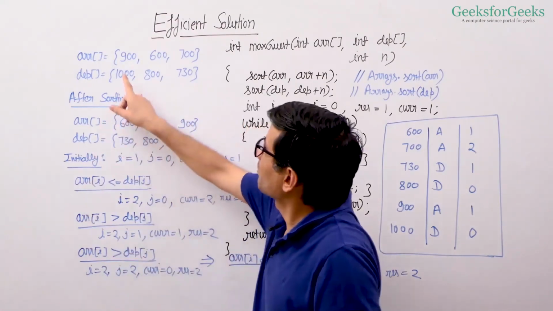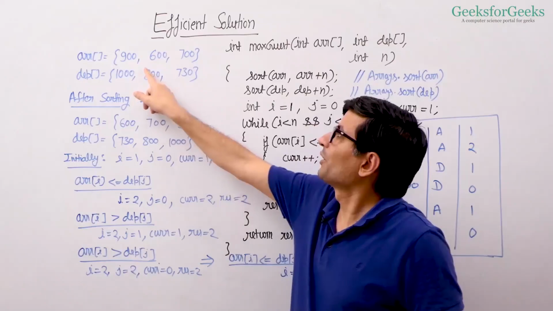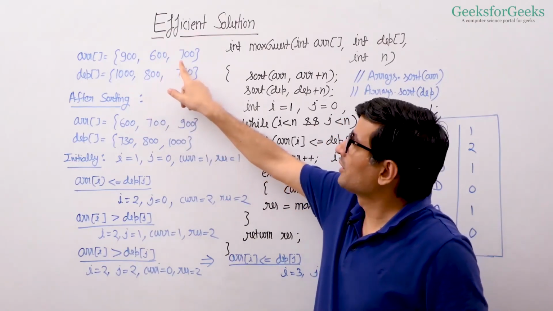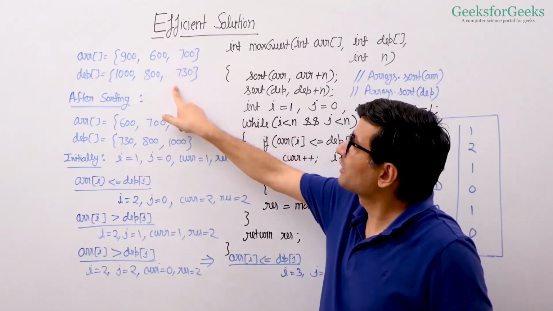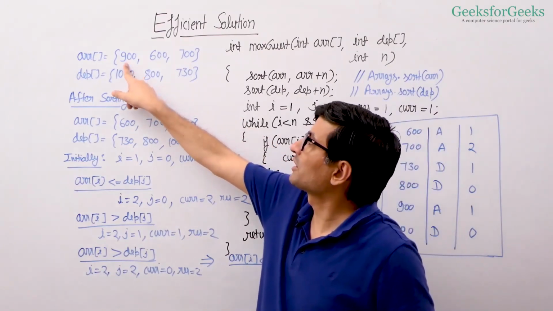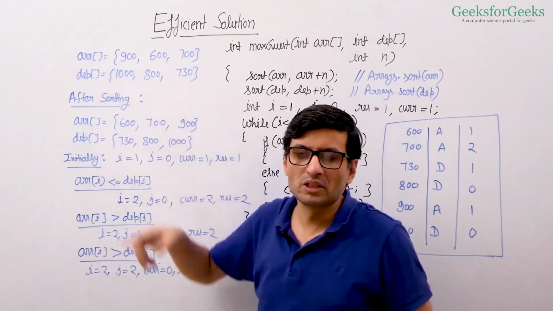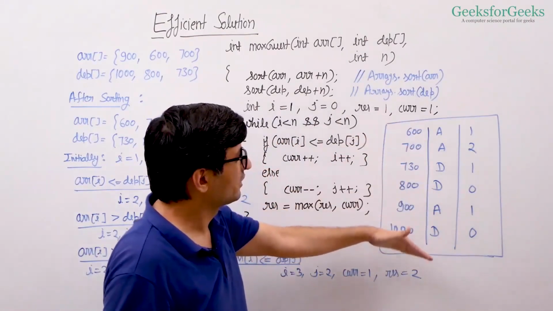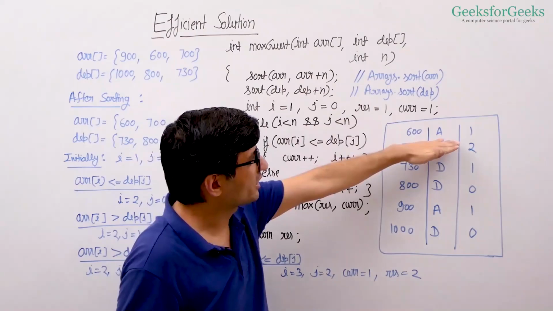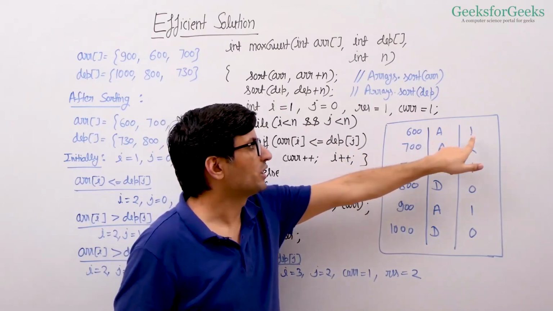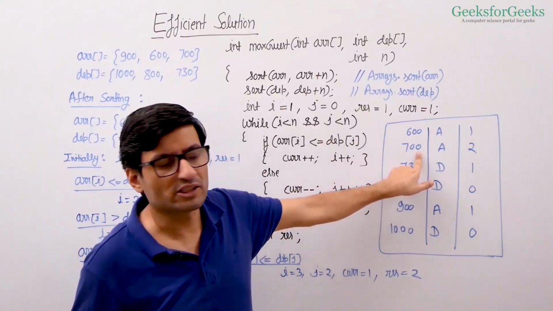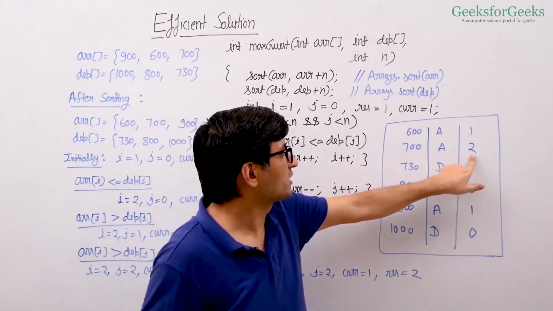Now if you see this example, there are 3 guests. One arrives at 6 o'clock, leaves at 8 o'clock. The second guest arrives at 7 o'clock, leaves at 7:30, and the third guest arrives at 9 o'clock and leaves at 10 o'clock. So if I draw a timeline of all these guests, I'll get this timeline. At 6 o'clock, the first guest arrives. We have count of guests as 1. At 7 o'clock, the second guest arrives. We have count of guests as 2.